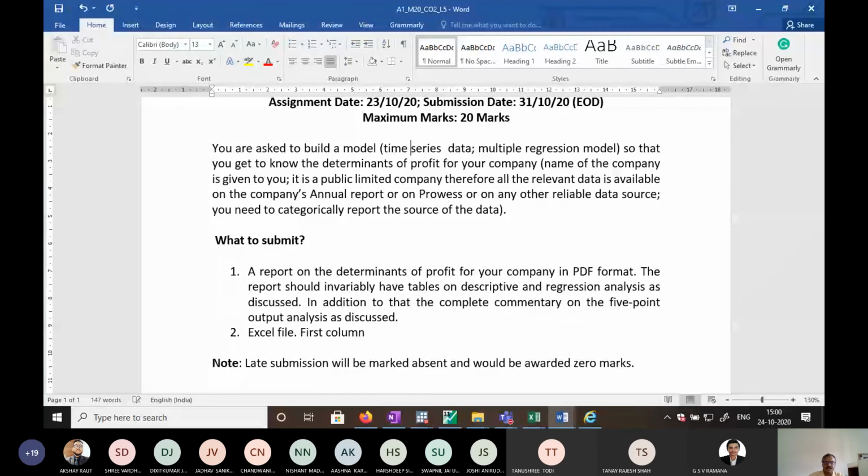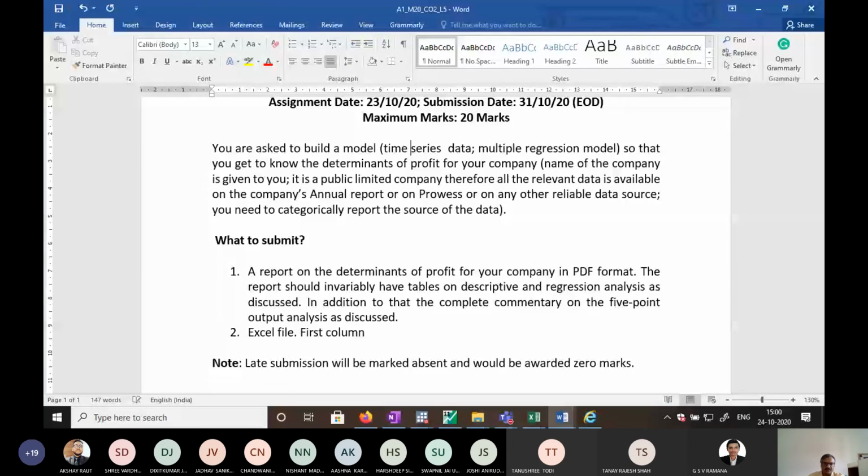This is a multiple regression model. And what you have to do, you'll be given a set of companies. I have already shared with you, I have decided the companies. So the companies are decided. All of you would have been allotted one individual company. So all of you have been given companies. These are public limited companies.